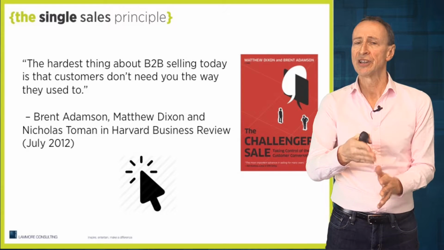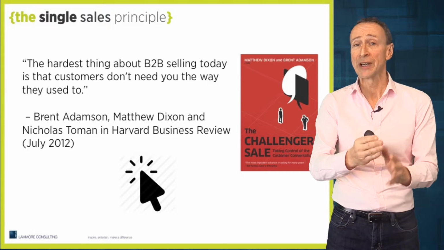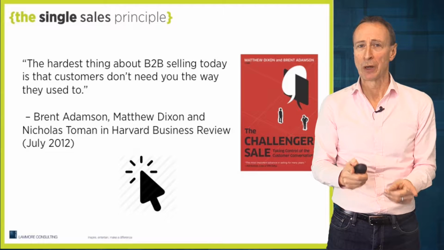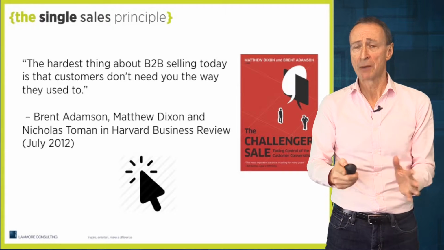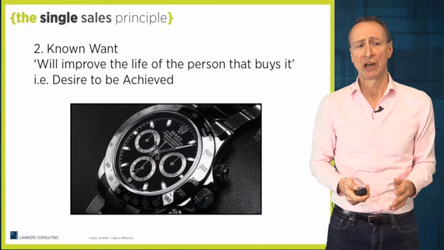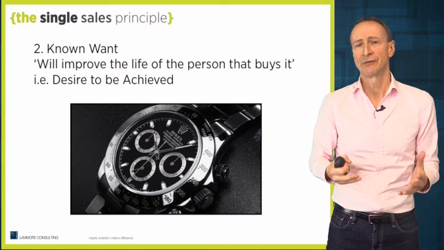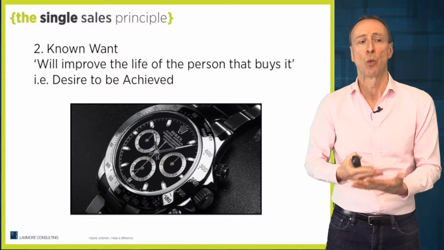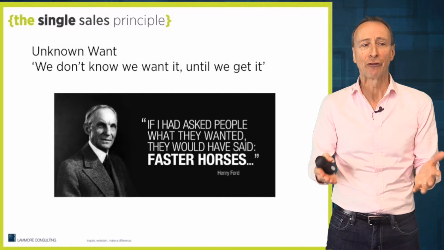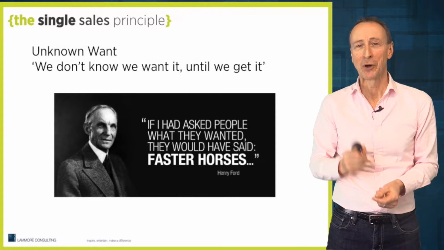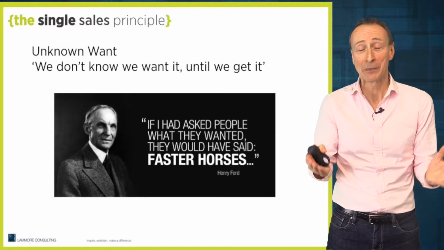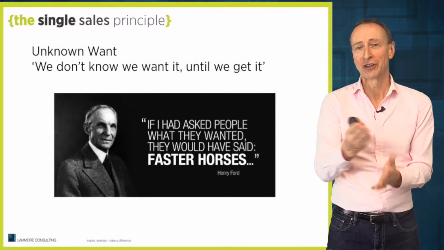So how can we go in there and differentiate ourselves? The way is to go and challenge their thinking. This is particularly important when we're thinking about online, because online purchasers have very much gone through that process. So how can we educate people on what they don't know? And it's such an important identified area, this area of unknown want. We don't know what we want until we get it. I love this quote. Henry Ford said, if I had asked people what they wanted, they would have said faster horses, because we had no idea about cars, but we knew we wanted to go faster than a horse could carry us.